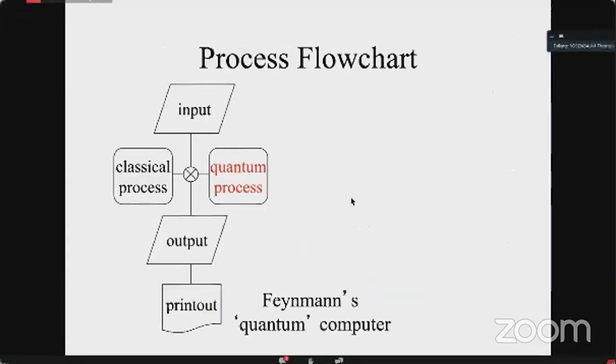It, of course, led Feynman to talk about what a quantum computer would look like. And here's the process flow chart, if you will. You take some input, you look at some combination of classical or quantum processes, perhaps comparing them. You then crunch the wave function, look at the output, and print out your result. So I'm going to tell you about an experiment that's very similar to this on a physical system.